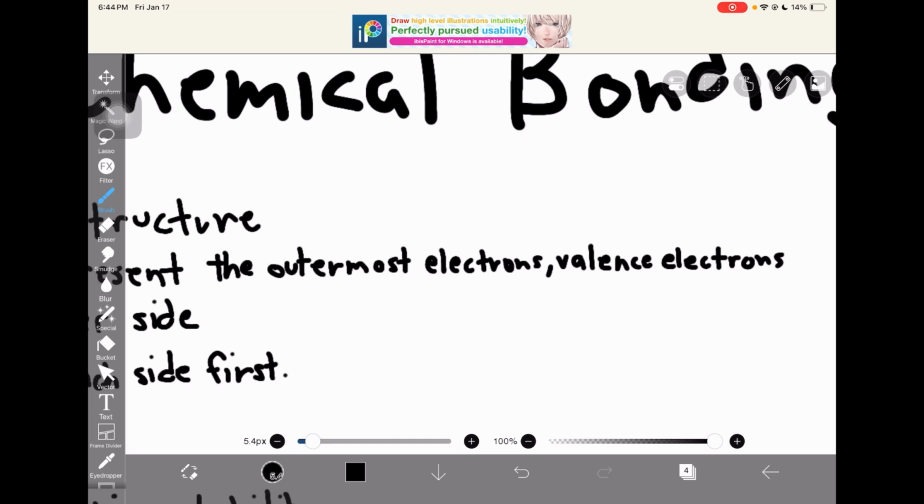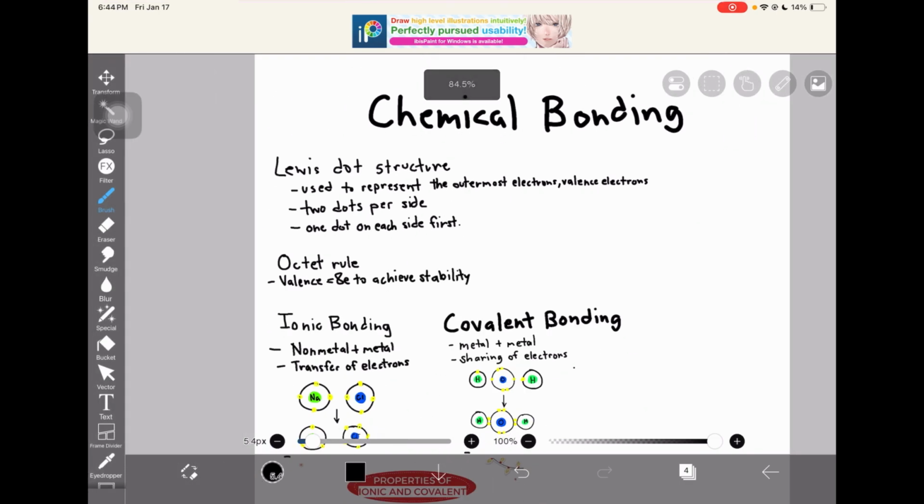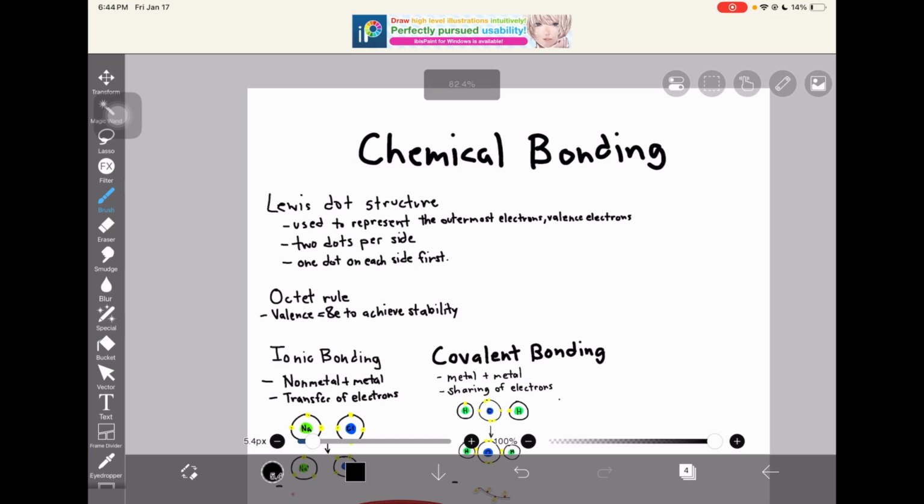Any element can have 1 through 8. An atom needs to have 8 valence electrons to achieve stability, just like I said about the noble gases. The noble gases are stable because they have 8 valence electrons. However, bonding is needed for other elements that aren't noble gases. So therefore, we have ionic and covalent bonding.